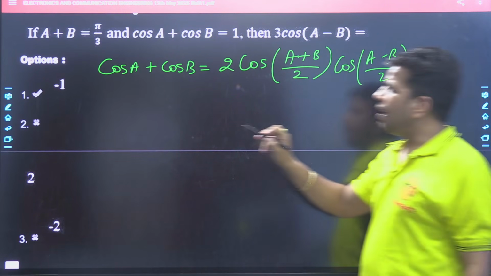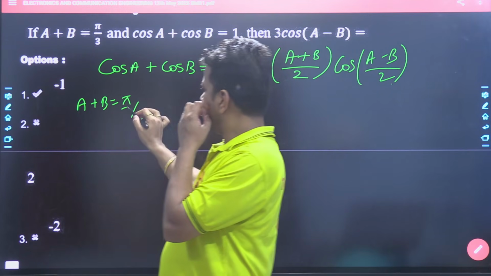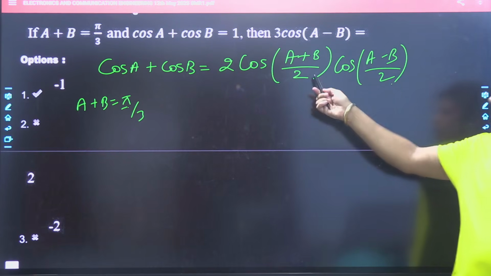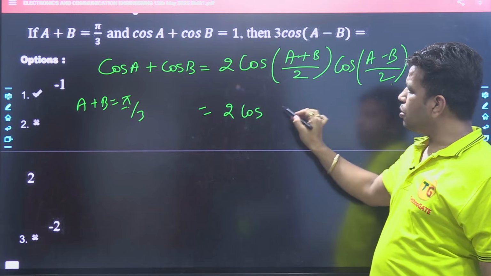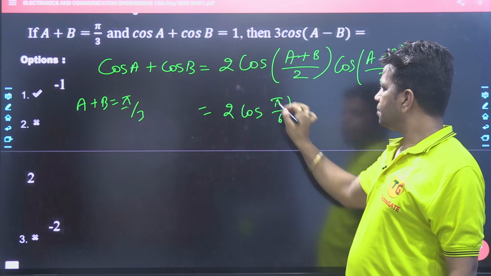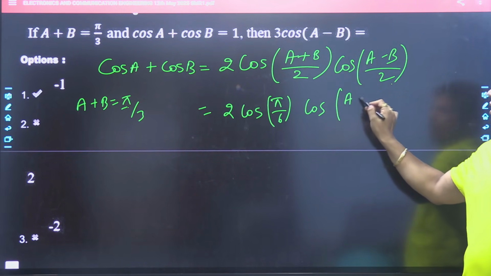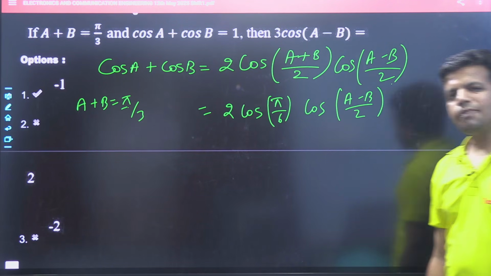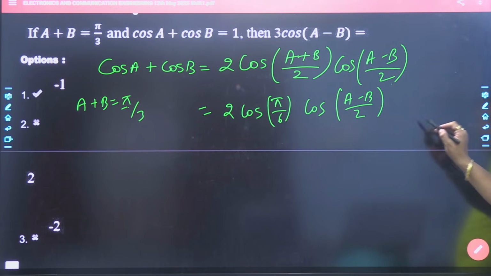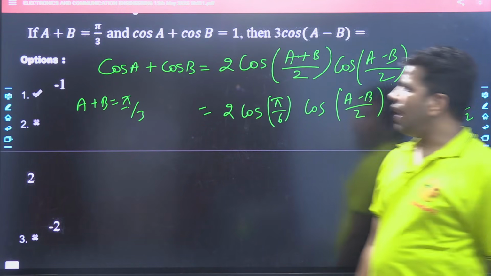Now it is given that a plus b is simply pi by 3. We can put that value here. So this is 2 cos(pi by 3 divided by 2), so it becomes pi by 6, so this is cos pi by 6 times cos((a minus b) by 2). Cos pi by 6 means cos 30 degrees. What is the value of cos 30 degrees? Cos pi by 6 is simply square root 3 by 2. Just put that value here.